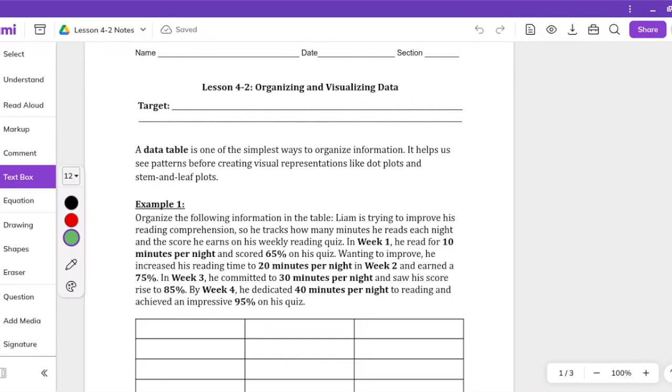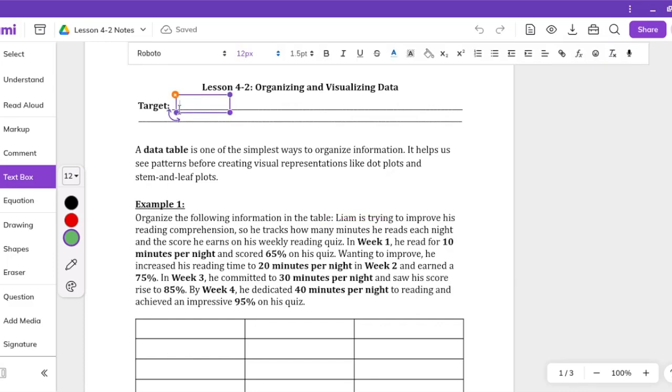The whole idea here, remember the whole theme of this unit is making decisions from data. So once we have a survey, how do we organize it? And then in the next lesson after this, we'll get into how do we start analyzing. So the learning target for today is I can organize and visualize data in order to make inferences and decisions. Okay.